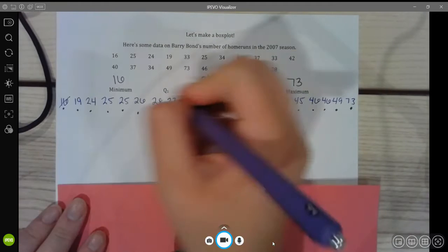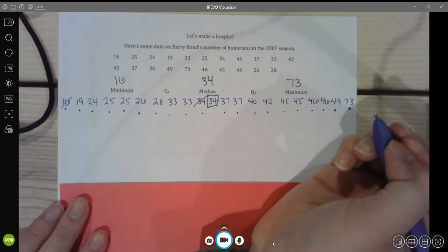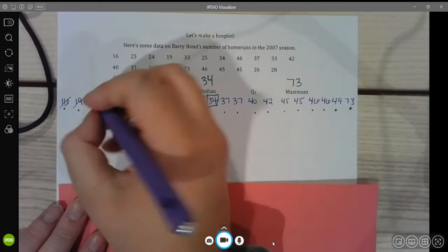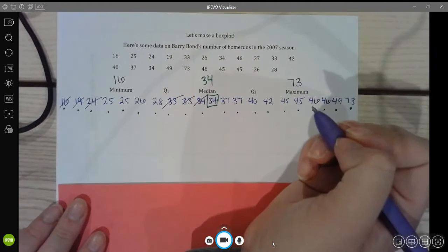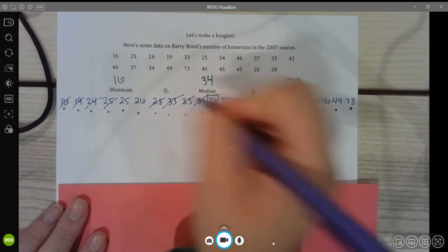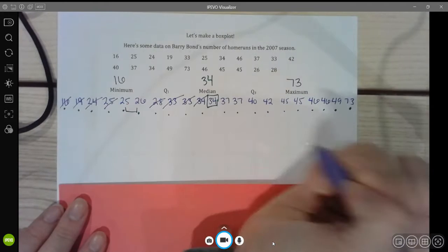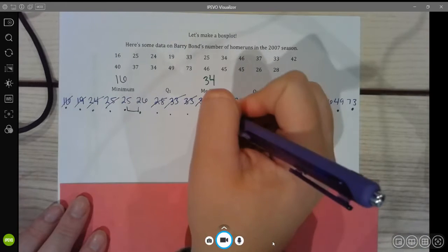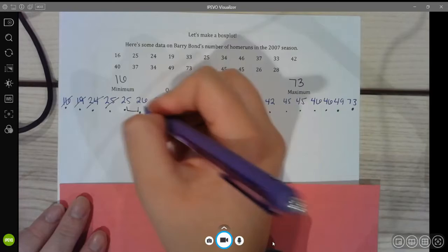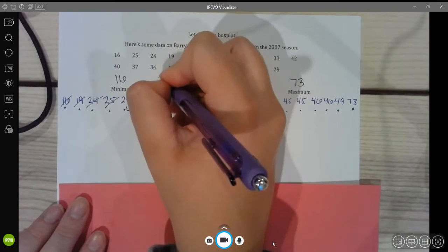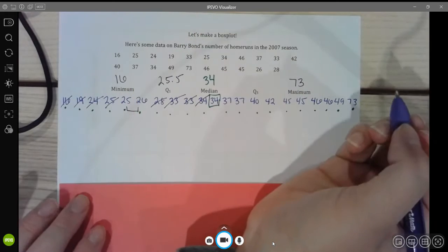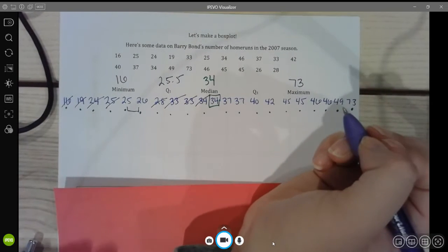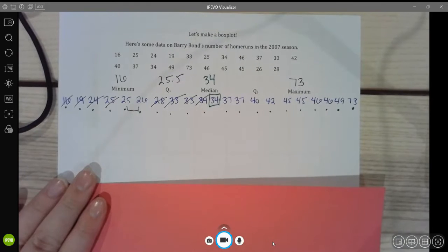And I'm going to ignore everything from the median up. So when I cross them out, I'll cross out 16 and 34. I'll cross out 19 and 33. I'll cross out 24 and 33, 25 and 28, until I get here. Well, now for Q1, I need to find the median of this part, so I'm going to take the average of those two. So my Q1 will be 25 and a half, which is 25 plus 26 divided by 2. So I found the median of my lower values.